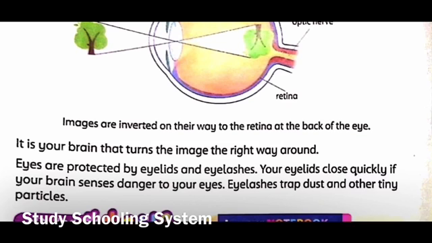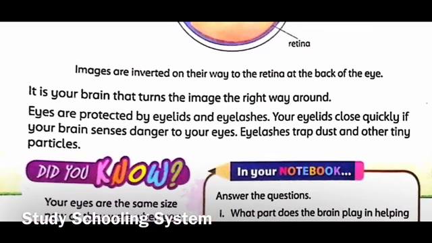The next paragraph says, it is your brain that turns the image the right way around. So it's not our eye that just sees the image the right way. First, it's inverted, and then our brain helps us see the image the right way. Then, eyes are protected by eyelids and eyelashes.